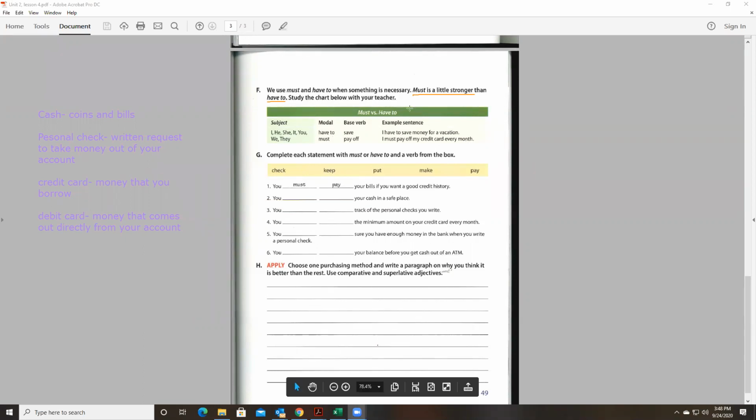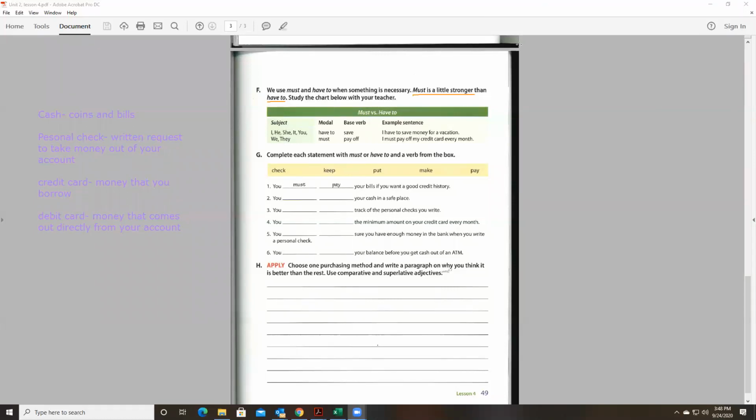Let's look at the chart. So must versus have to. You have your subject, which you already know is I, he, she, it, you, we, or they. Your modal, you have to or must. For example, I have to save money for a vacation. I must pay off my credit card every month.